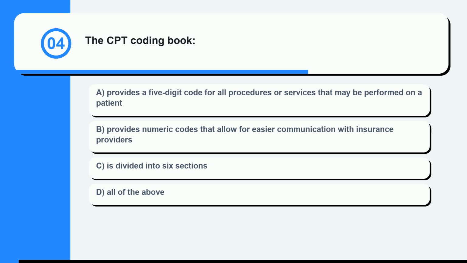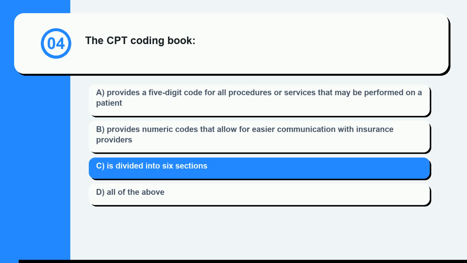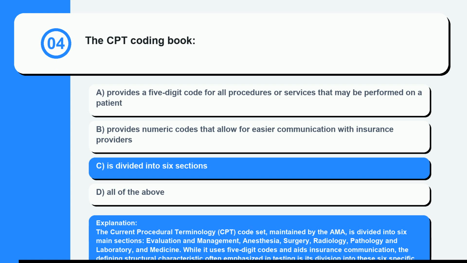Question 4. The CPT coding book A. Provides a 5-digit code for all procedures or services that may be performed on a patient. B. Provides numeric codes that allow for easier communication with insurance providers. C. Is divided into 6 sections. Or D. All of the above. The correct answer is C.